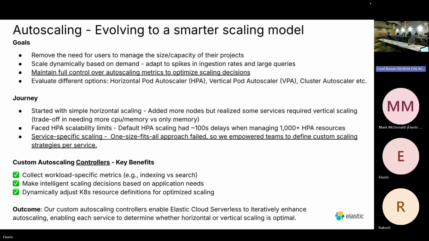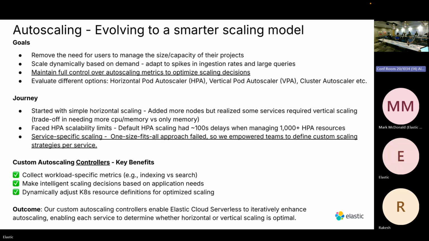So for us, what custom auto scaling provides is that it helps us to iteratively enhance auto scaling, because now we enable each of the services to think about whether they need to scale horizontally, whether they need to scale vertically, whether they need to scale a combination of both. But we give the direct control in the hands of the actual service owner, so that the platform does not need to get involved in what kind of scaling strategy the service needs.